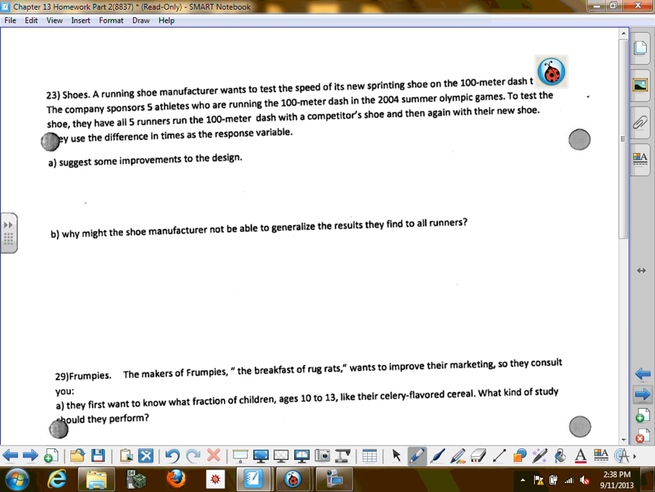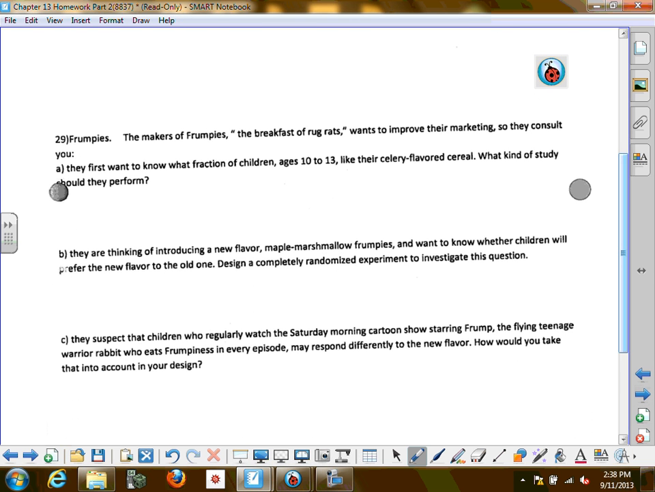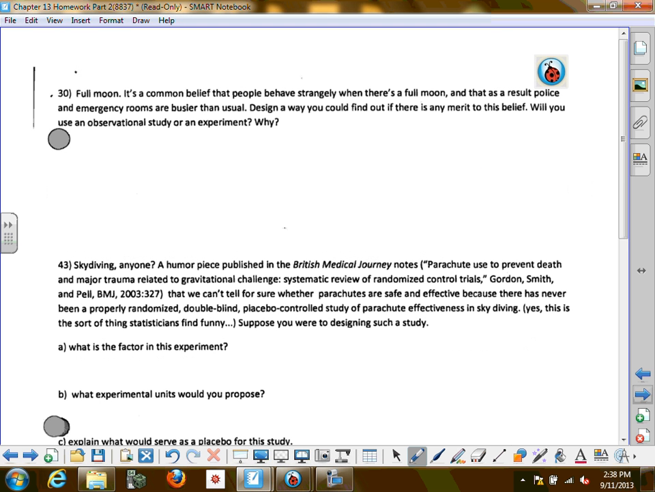Okay, here's this thing with shoes. They give you a design and they say suggest some improvement. So obviously there's some issue that you should figure out can be done better. So just write those in. Notice on Part B, they are asking about the generalization issue, of which you have been well versed in. Next, this one will be interesting when you get to think about celery flavored cereal, so have fun with that one. Then let's go on to the next. I'm just kind of going through these. I just asked you about the experiment and how you should perform that.